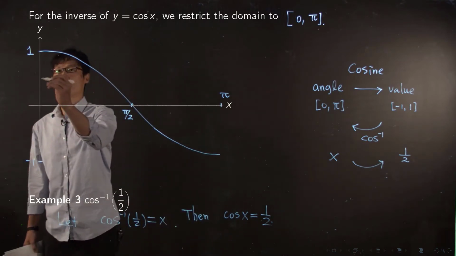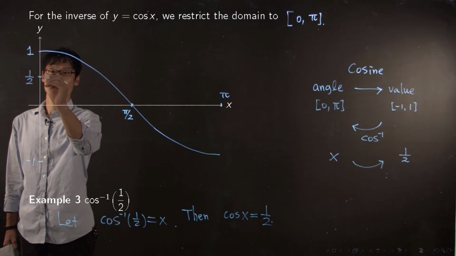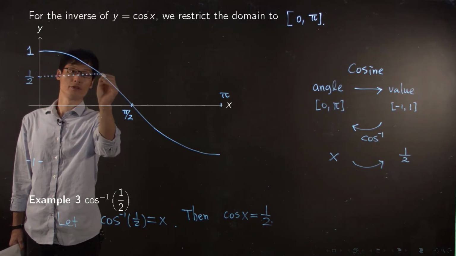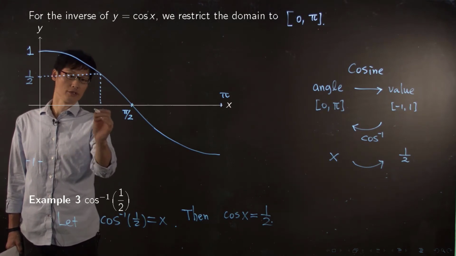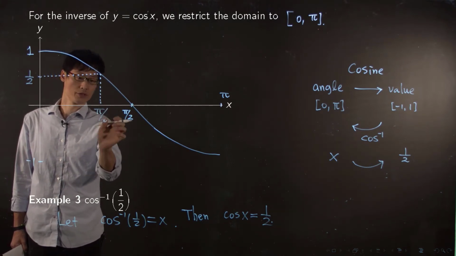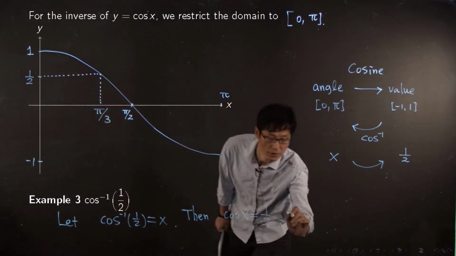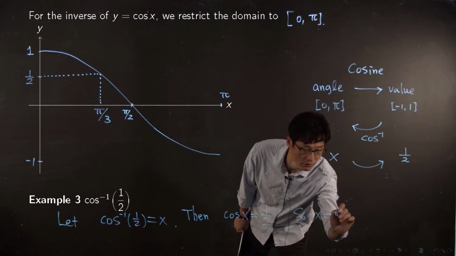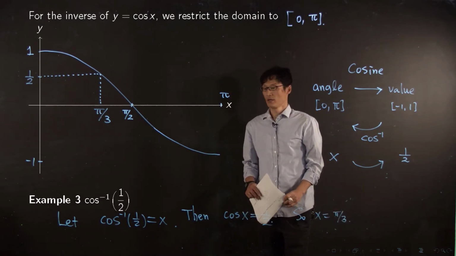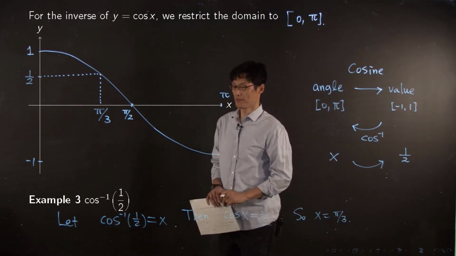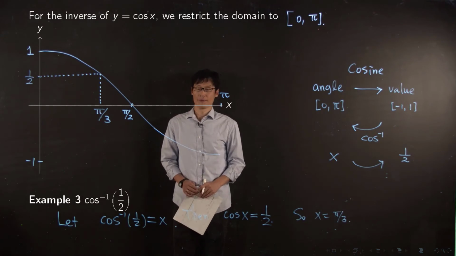So look at this graph. 1/2 is somewhere here, so you are after the angle. And this angle is pi over 3. So x is pi over 3. That's it. Well, there are more examples, but I'd like to focus on some standard examples. All right.